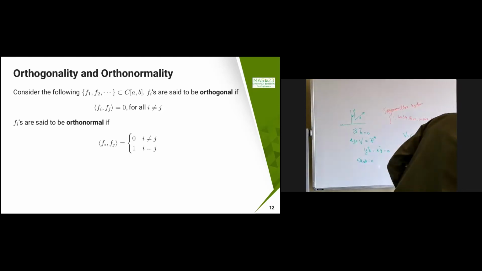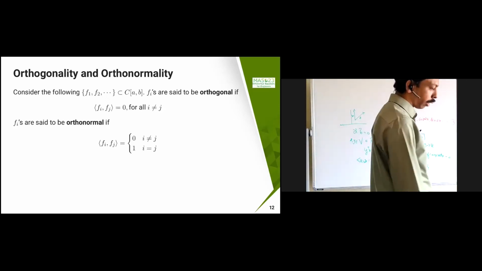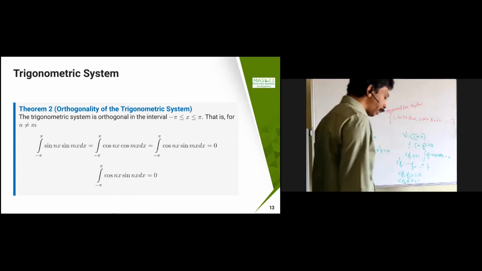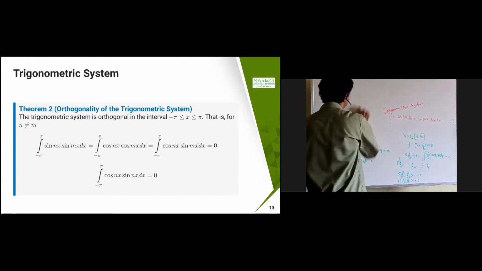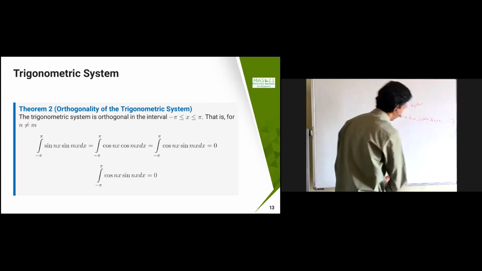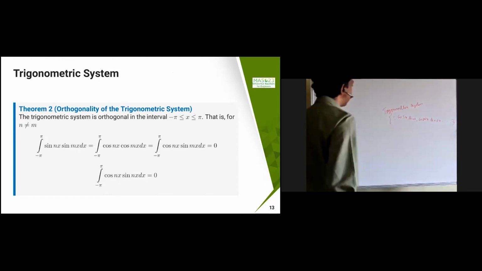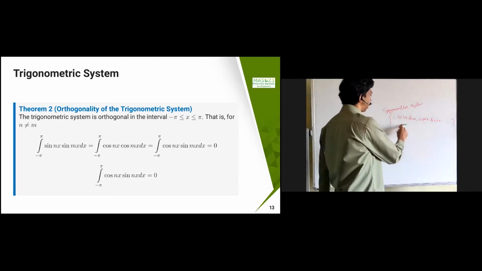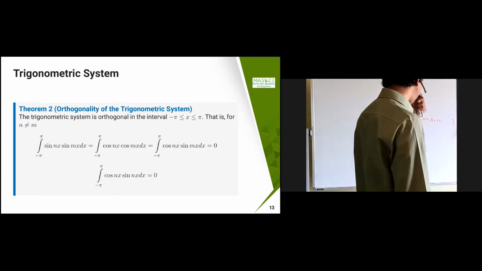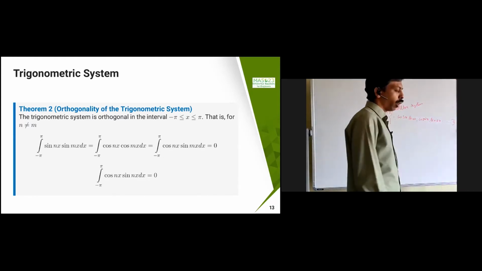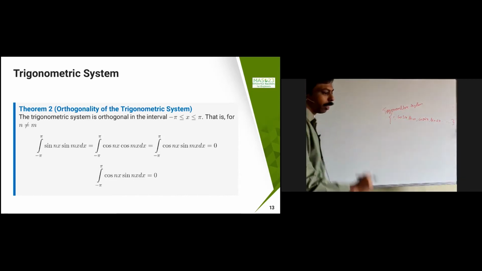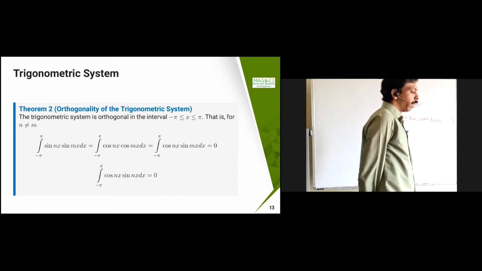Now we are going to see whether our trigonometric system is orthogonal or orthonormal. This is the basic idea which is going to help us develop the Fourier series further. So let us take this series: cos x, sin x, cos 2x, sin 2x, and so on. We are going to prove that this is an orthogonal set. Further, we can define one more set that is an orthonormal set. Let's prove this theorem.